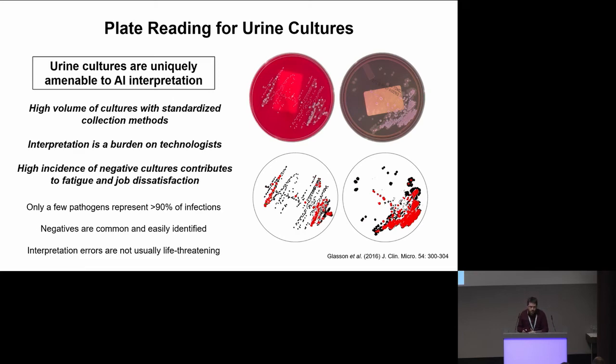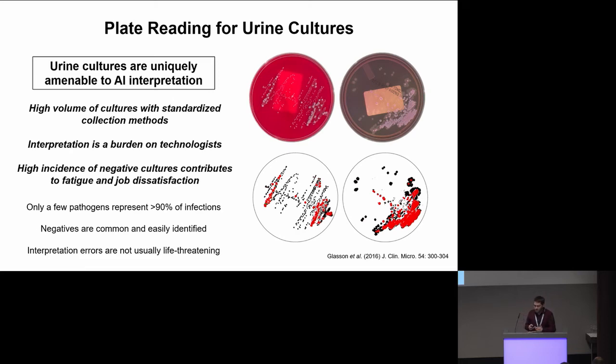We implemented a reflex urine culture where we only reflex urines that have positive urinalyses, and we still have a lot of negative cultures. The technologists didn't sign up to just triage negative cultures. They want to be impacting patients by working up organisms. This contributes not only to excess cost, but also some fatigue and dissatisfaction amongst our technologists. And I think they're particularly amenable to AI too, because not only are they often negative, but there are only a few pathogens that represent most of our infections.